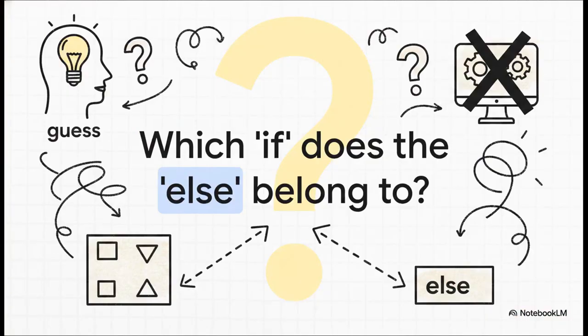A human programmer, you or me, we might glance at this and probably guess what it's supposed to do. But a computer needs absolute certainty. It can't guess. And when it looks at this, it sees a problem, a fork in the road. Which if does that else belong to? The first one or the second one? That's the mystery we need to solve.